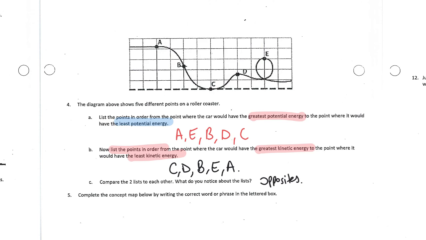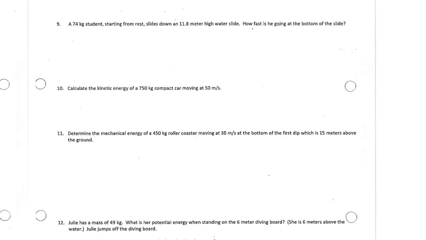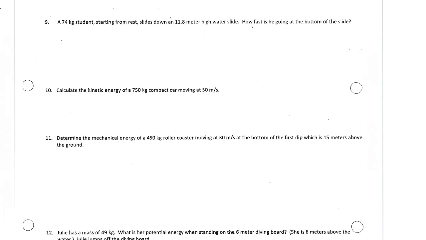All right, okay, so there was a concept map there, but I got rid of it. All right, okay, so let's have a look here. A 74 kilogram student starting at rest slides down a 11 meter high water slide. How fast is he going at the bottom of the slide?